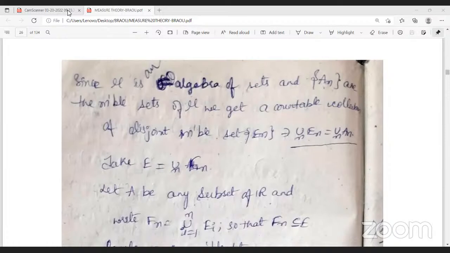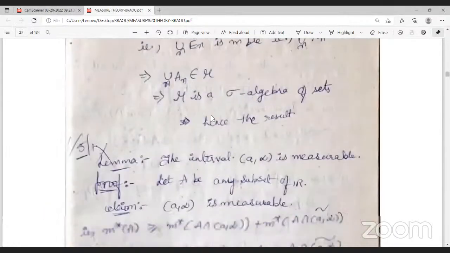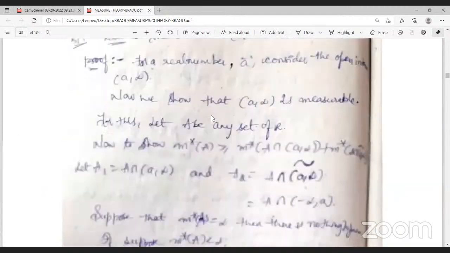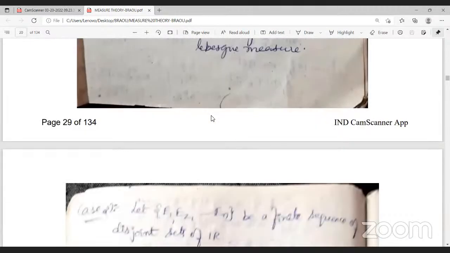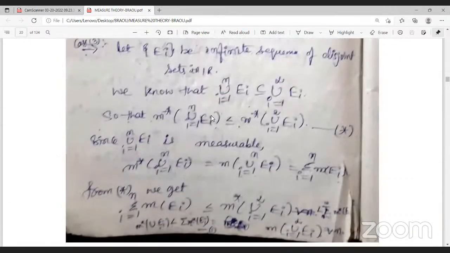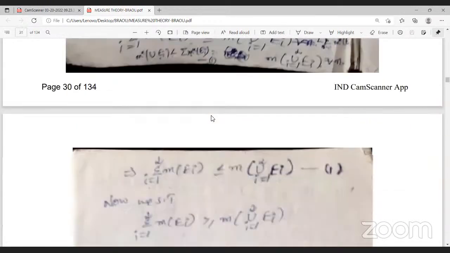Contour set. And Littlewood's first principle, page number 28. Page number 28, Littlewood's first principle. Infinite series.